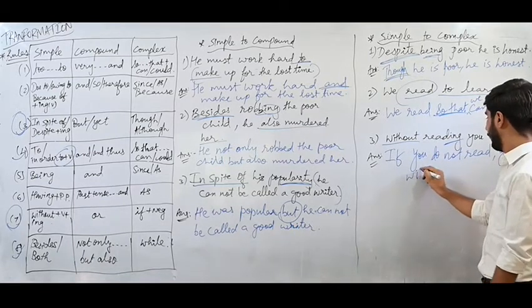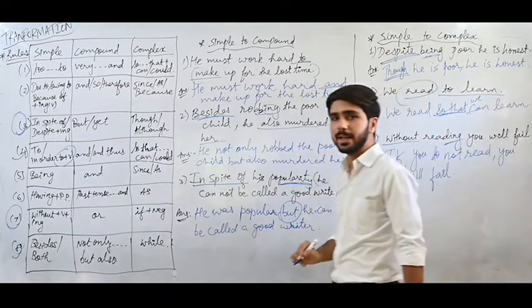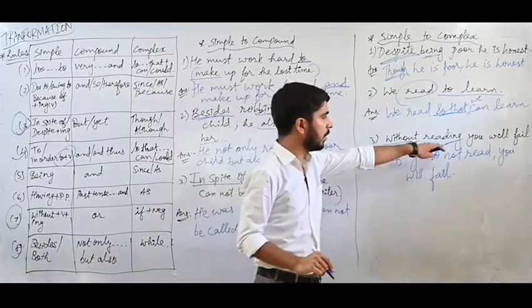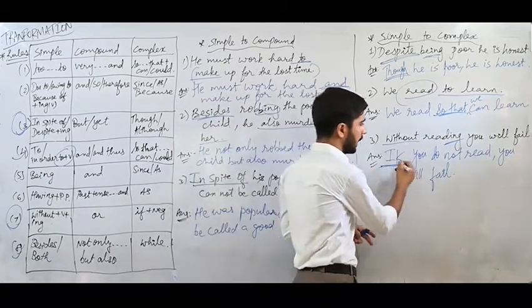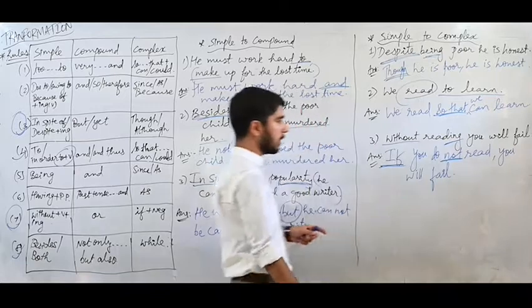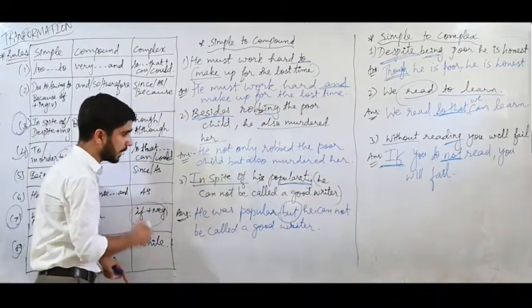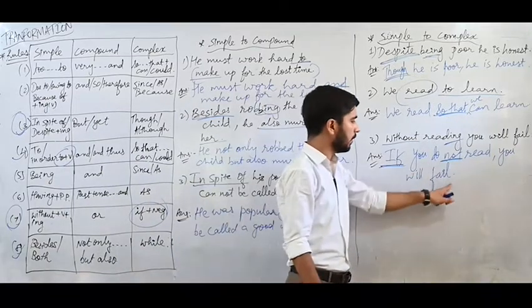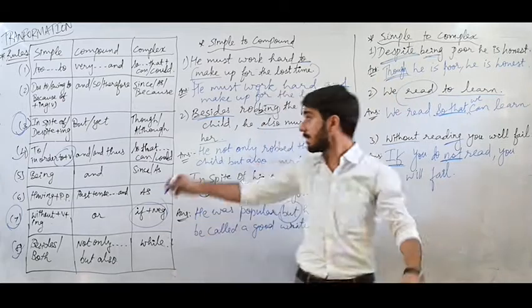you will fail. See, did I change the meaning? No, the meaning is intact. It is as it is. Without reading, you will fail. Means you have to read if you want to pass. So I have used if along with the negative word. That is what rule number 7 says. Use if plus negative. If you do not read, you will fail. So this is the transformation from simple to complex, and this is simple to compound.